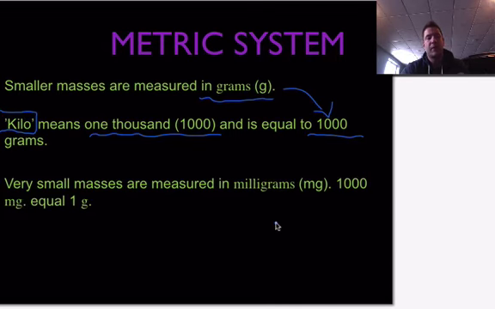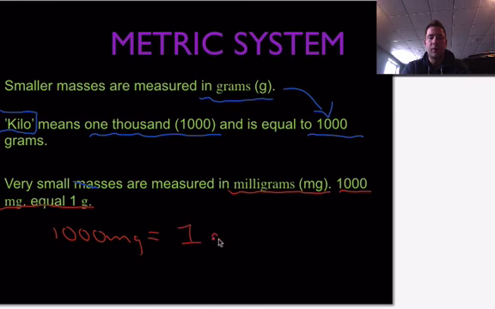But not many things can be measured in kilograms, so for the smaller masses we want to make sure we measure them in grams. For things that are even smaller, we're going to measure those in what we call milligrams. And 1,000 milligrams is equal to 1 gram.